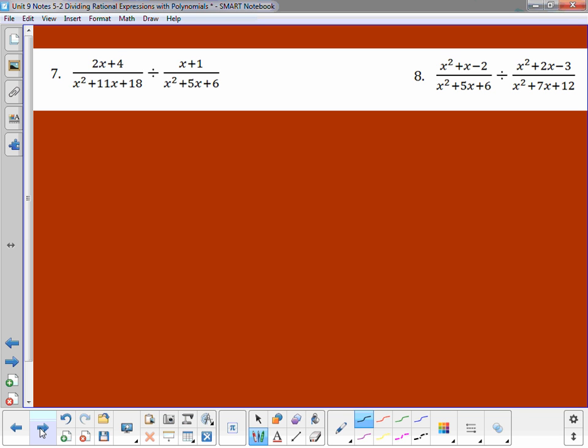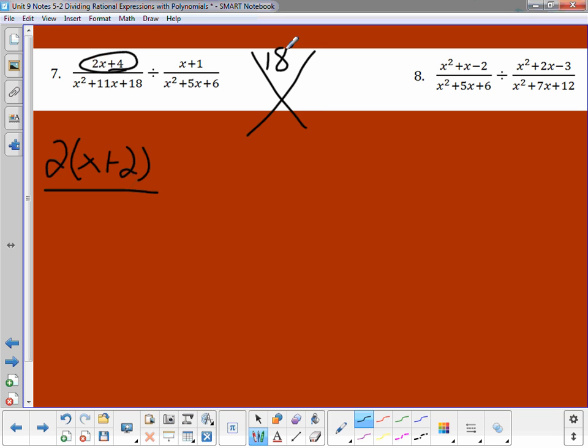Next, let's take a look at number 7. For number 7, we can start by factoring that top. I can take a 2 out of each term, and then I'm left with x plus 2. Then factoring the bottom part, we're multiplying to 18 and adding to 11. That's going to be 9 and 2. So on the bottom, we're going to have x plus 9 and x plus 2.